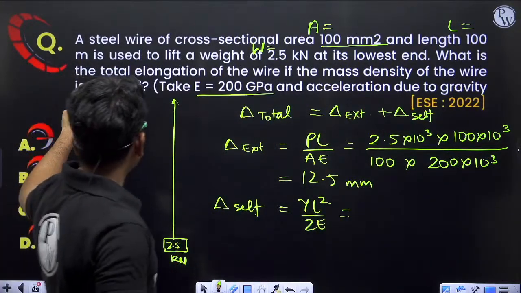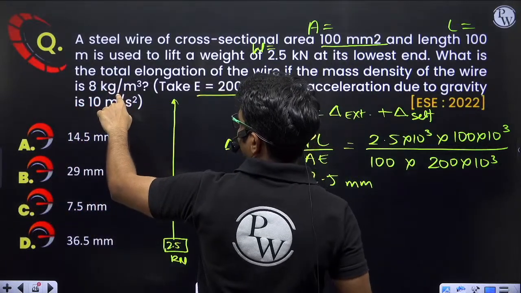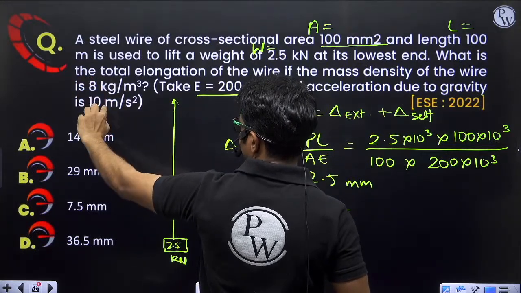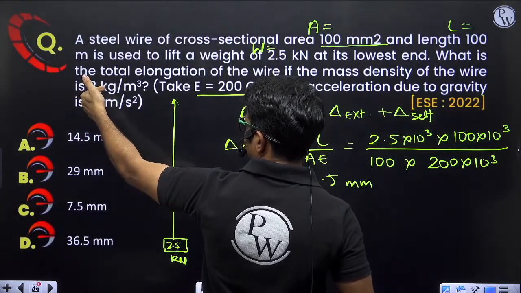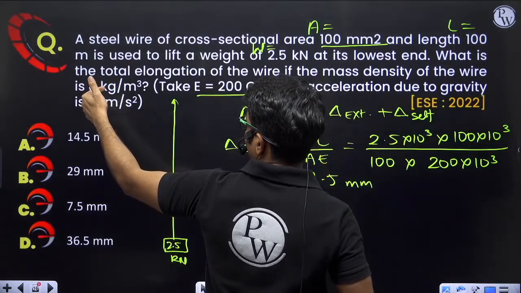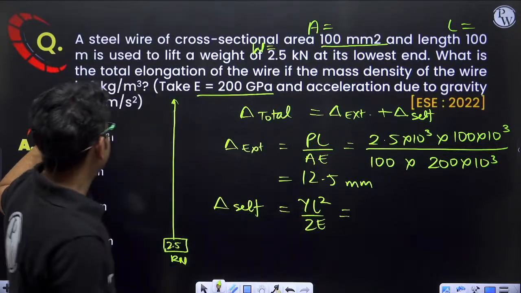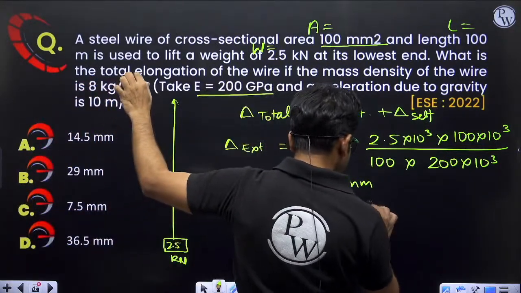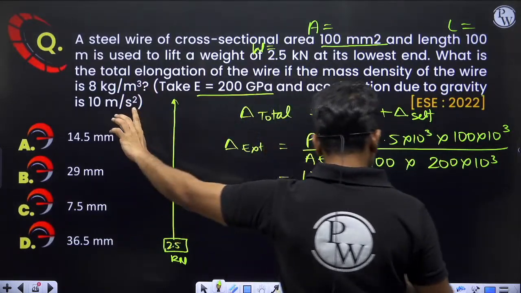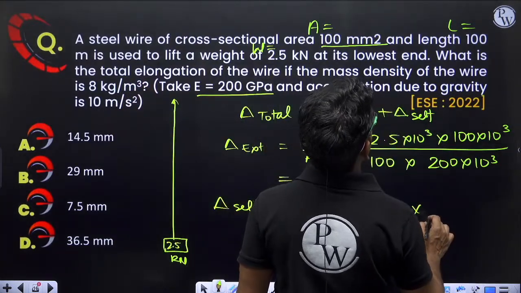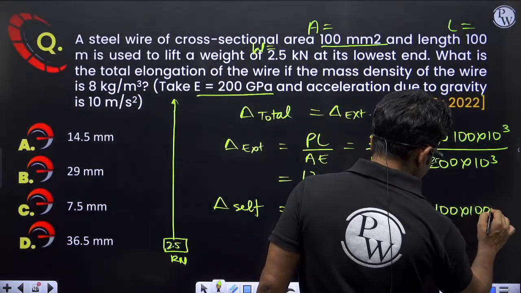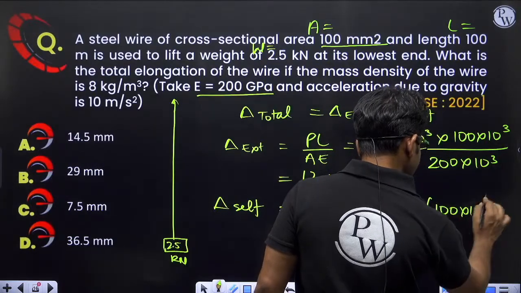It is 8 kg per meter cube, that is the rho, and we have to multiply this by the acceleration due to gravity. Then we will be getting gamma, the weight density. So 8 into 10, this is in Newton per meter cube. 8 into 10 into L square. What is the length? 100 meter. So 100 into 10 to the power 3, converting it into mm.